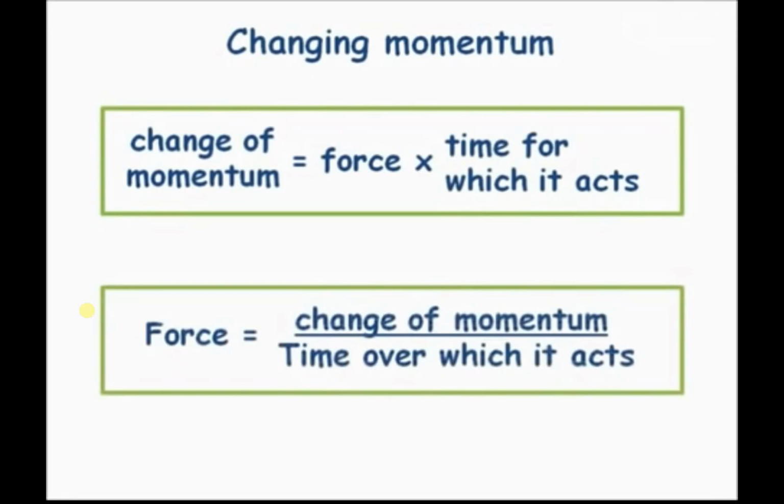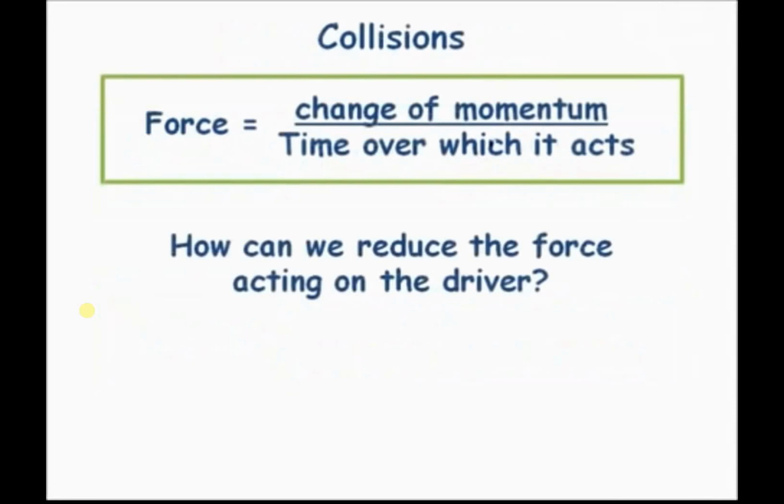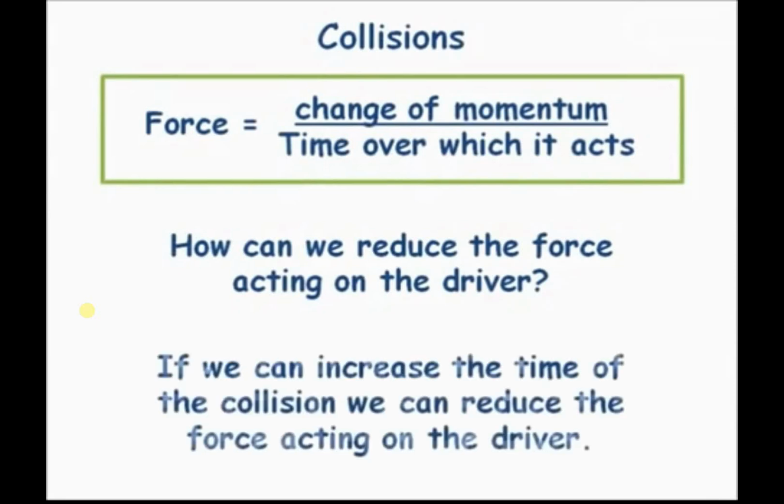Rearranging the formula, we get force is equal to change of momentum divided by the time over which the collision acts. Delta P over T. I think I told you the other day, that's actually what Isaac Newton published as his second law, not F equals ma. He was much more interested in impulse. Now we can use this formula to see how we can reduce the force on the driver. Because the change of momentum will be the same for any specific collision, if we increase the time, it will make the force smaller.